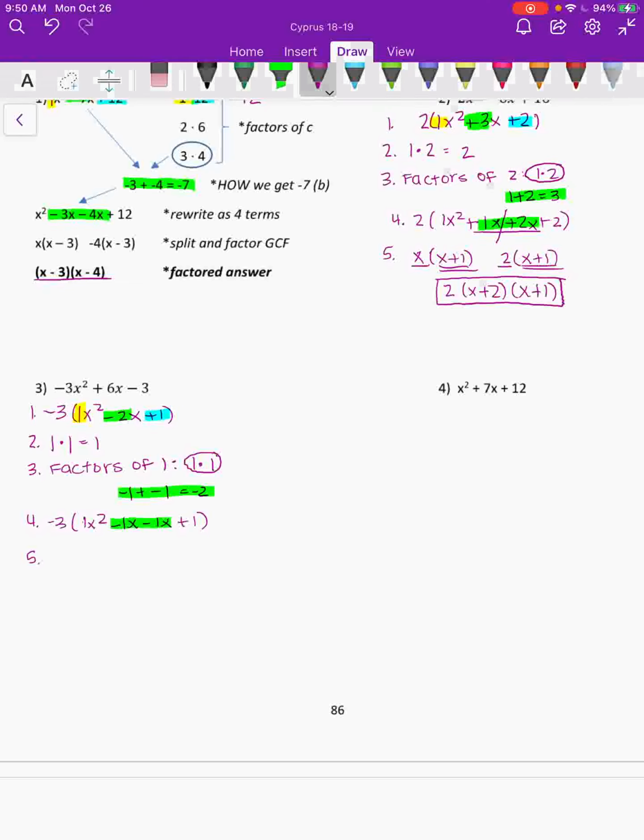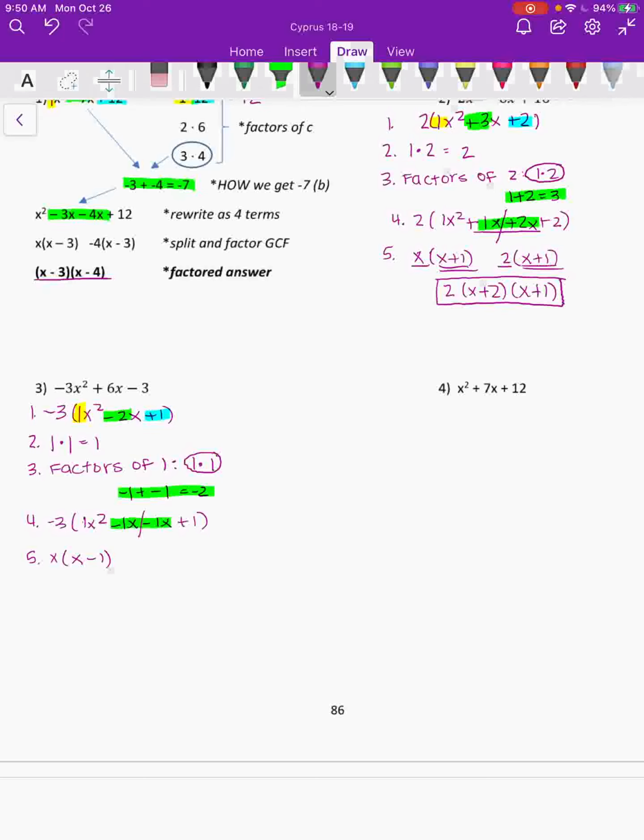Now we're moving to step 5, which is to group. So I'm going to split that right down the middle there. The negative 3 is going to hang out for a minute until the end. I'm just worried about what's in parentheses for a second. We have 1x squared minus 1x is our front part. So the greatest common factor here is just x. And if I get rid of an x from both of those, I'm left with x minus 1.